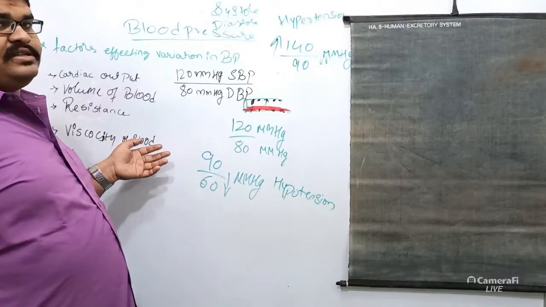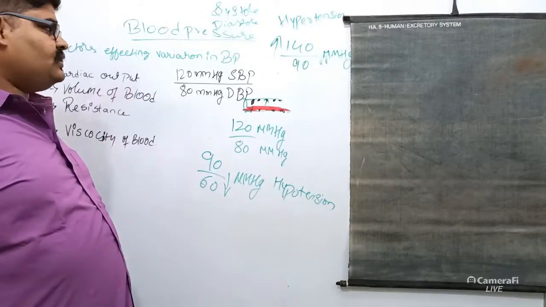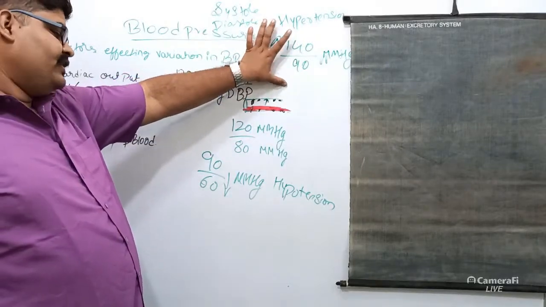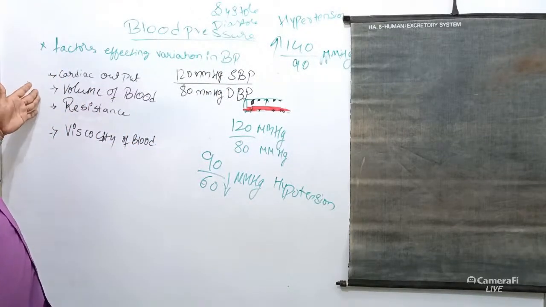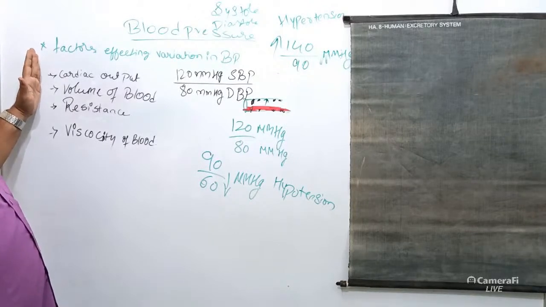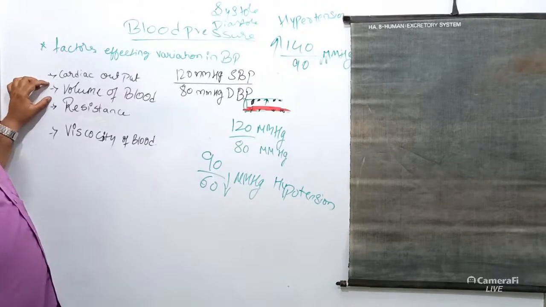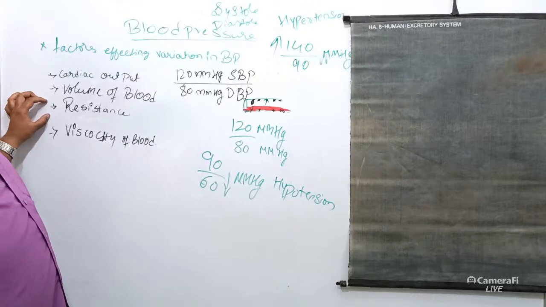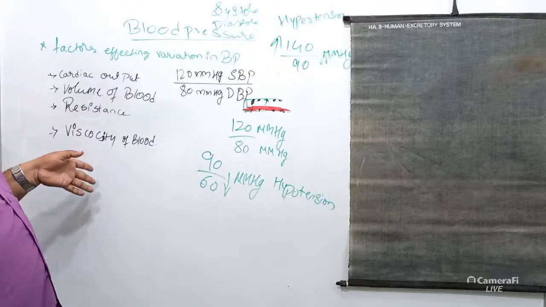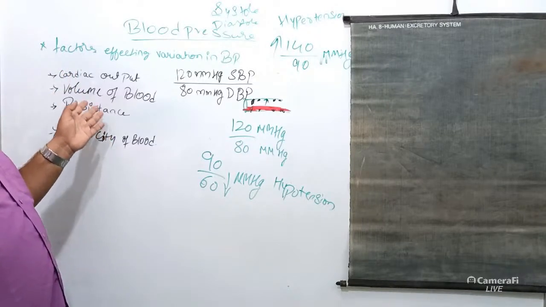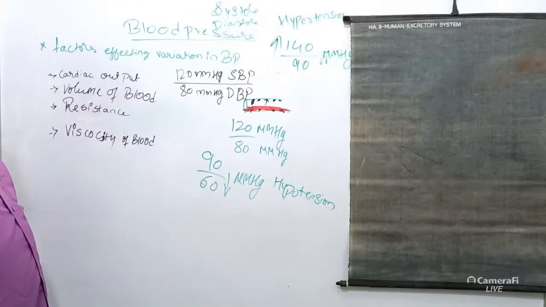The instrument used to measure blood pressure is the sphygmomanometer. Normal BP is 120 by 80 mmHg. Abnormal BPs are hypertension and hypotension. Factors affecting the variation in BP are cardiac output, that is how much blood is pumped out, the volume of blood in the body, and the resistance caused. The viscosity of the blood is also one of the reasons. All these things can vary the BP and cause either hypertension or hypotension.